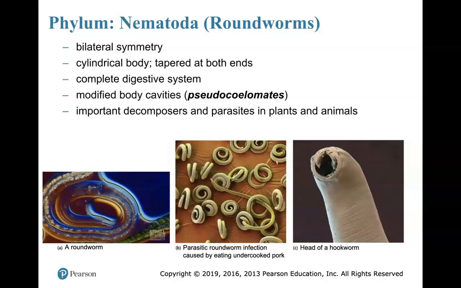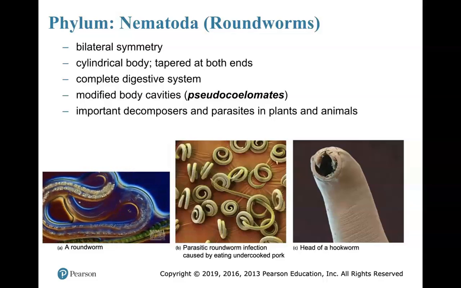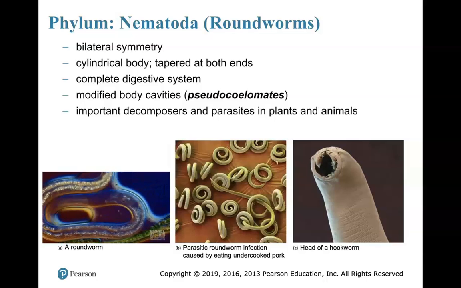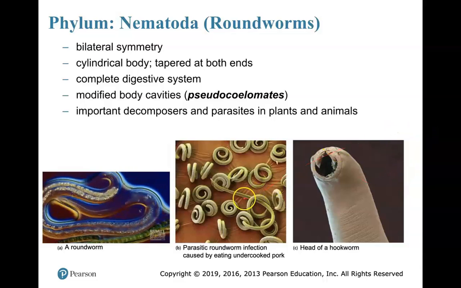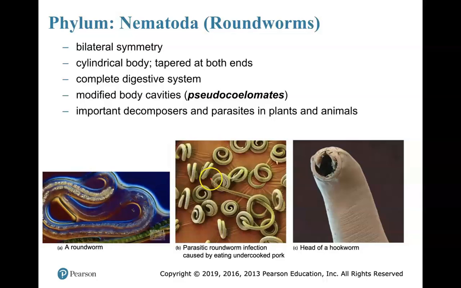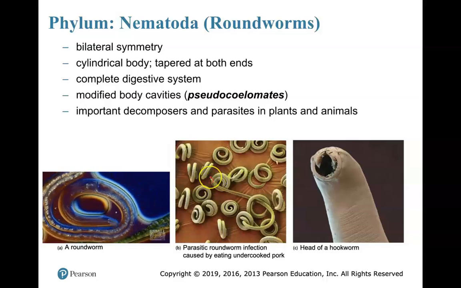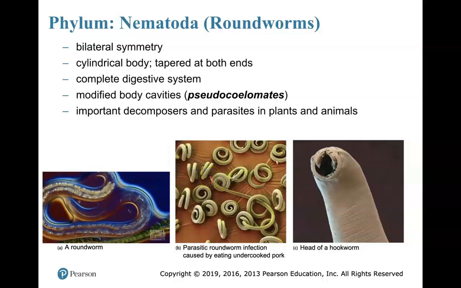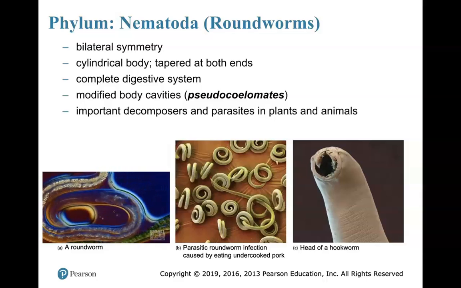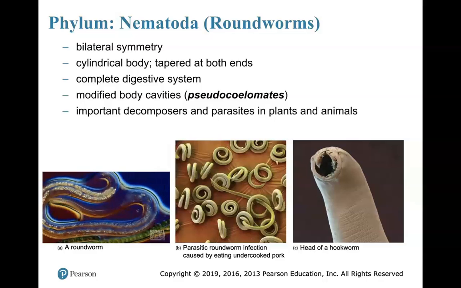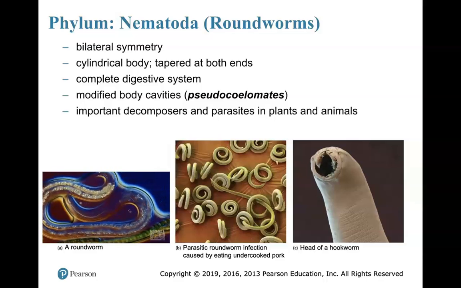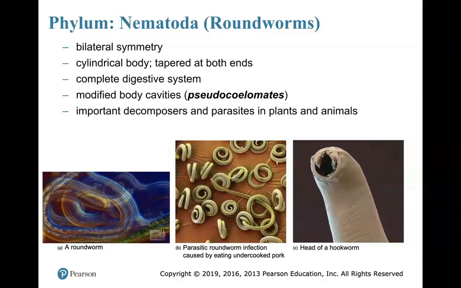They're very, very common. They have bilateral symmetry, a somewhat complicated body plan, tapered at both ends. What I mean by that is if you look at the middle image here, I can see kind of a pinching effect going on at the very end. That's called tapering. That's going to occur on both ends of the nematode. They have modified body plans. They are pseudocoelomates, so they don't have a true body cavity. They have a pseudo, a false body cavity.